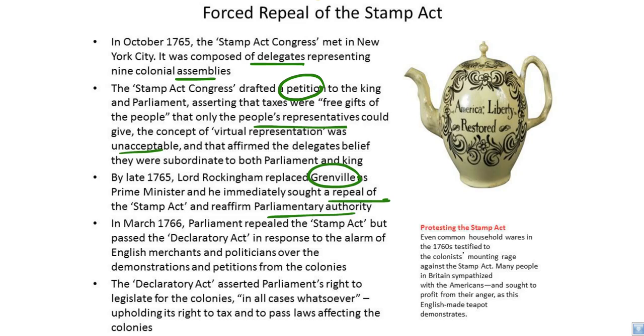In October 1765, the Stamp Act Congress met in New York City. It was comprised of delegates representing 9 colonial assemblies. The Stamp Act Congress drafted a petition to the King and Parliament, asserting that taxes were free gifts of the people and that only the people's representatives could give them. The concept of virtual representation for Britain was unacceptable, and that affirmed the delegates' belief that they were subordinate to both Parliament and the King.